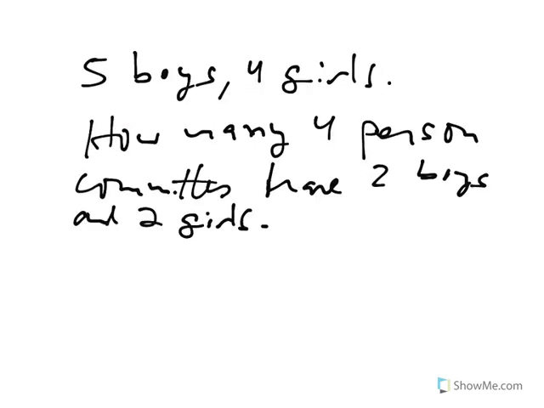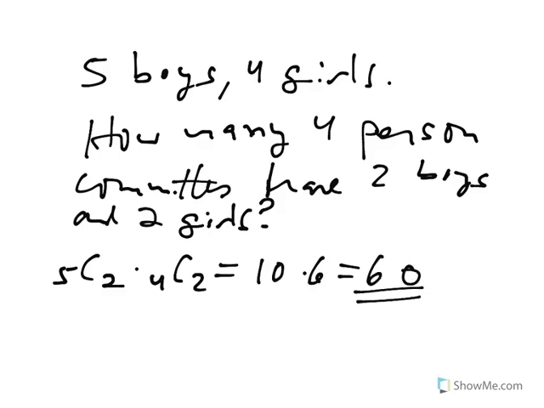In this question we have 9 people, 5 boys, 4 girls. We want to know how many 4-person committees have 2 boys and 2 girls. This is actually 3 questions in one. You work out how many 2-boy committees I could make, and you work out how many 2-girl committees I could make, and you multiply those 2 things together. I'll explain why that is in a second, but it becomes 60.